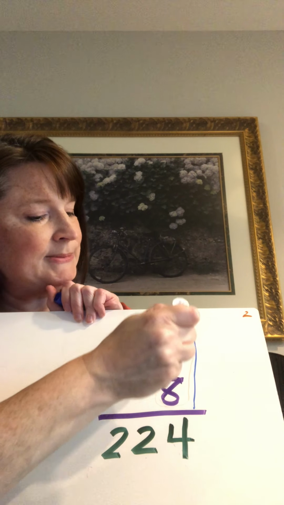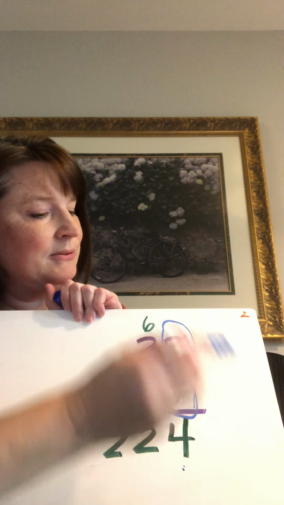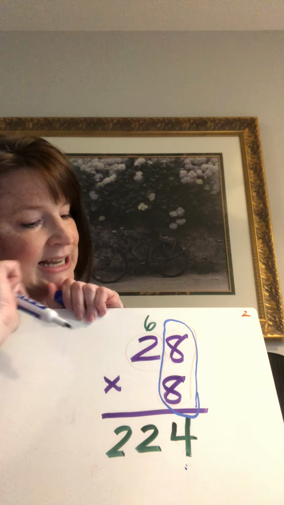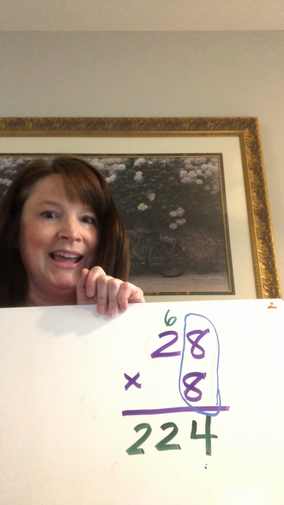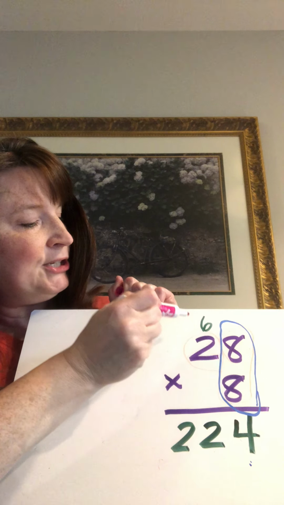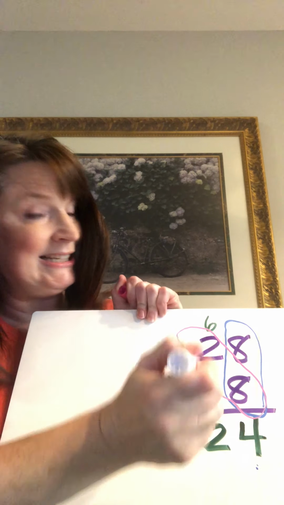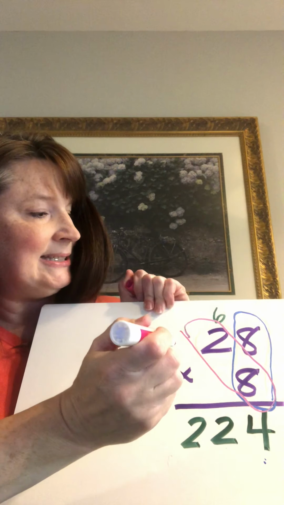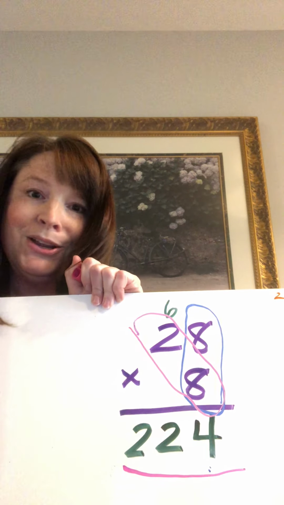So we have 8 times 8. Well, that equals 64. I can put the 4 here, but I have to carry the 6 or regroup the 6 up here, okay, above the tens column. And then, switch colors, I'm left with 8 times 2, okay? So 8 times 2 is 16, okay? But we have to add in the 6. So 16 plus 6 is 22, which is how we get our answer of 224.